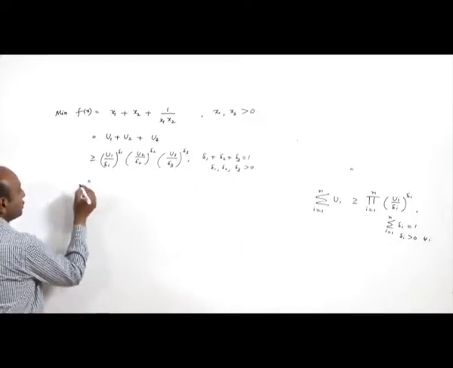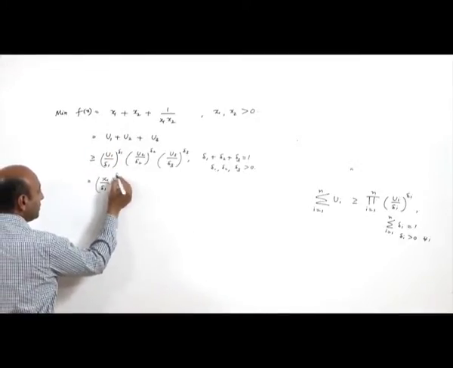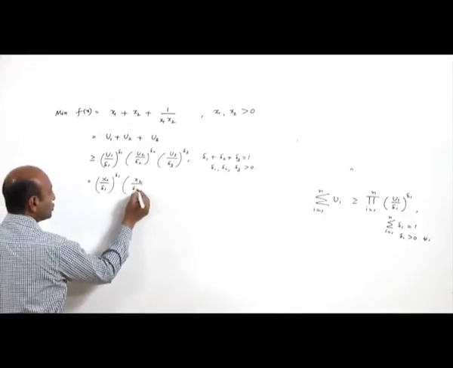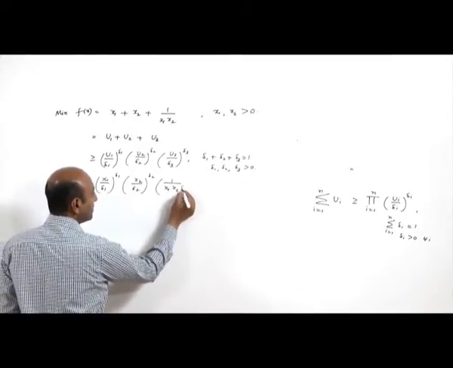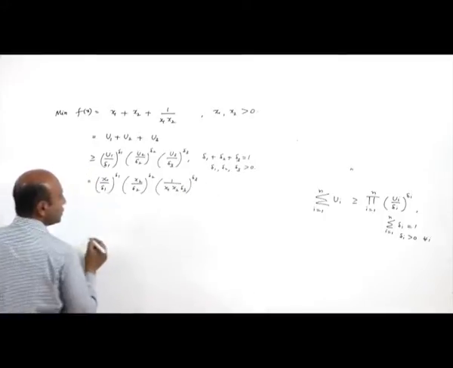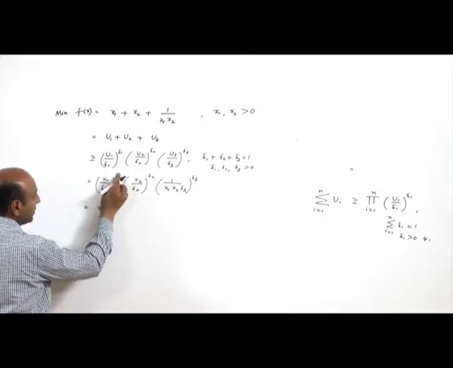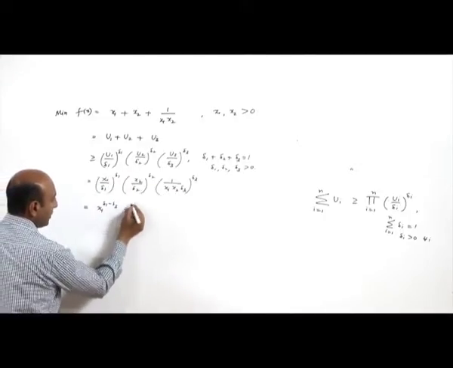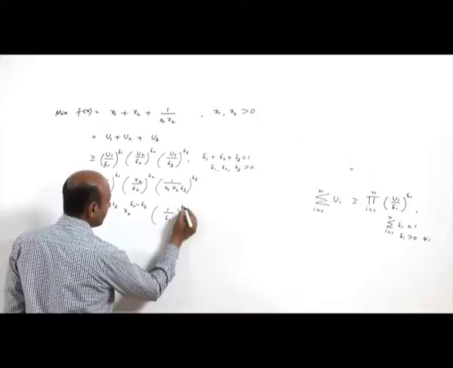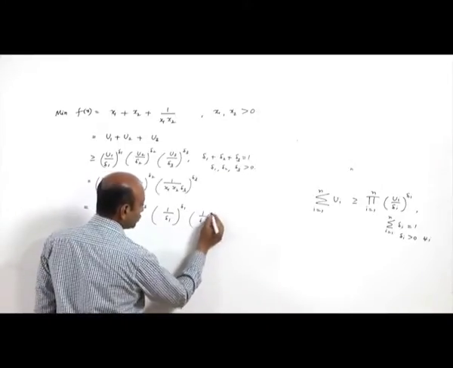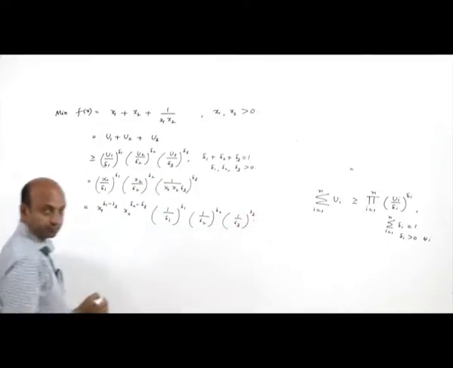Now, what is u1? u1 is nothing but x1. So, (x1 upon delta 1) raised to power delta 1, (x2 upon delta 2) whole raised to power delta 2, and it is (1 upon x1 x2 delta 3) whole raised to power delta 3. So, it is equal to x1 whole raised to power delta 1 minus delta 3, x2 whole raised to power delta 2 minus delta 3, and next remaining terms are (1 upon delta 1) whole raised to power delta 1, (1 upon delta 2) whole raised to power delta 2, (1 upon delta 3) whole raised to power delta 3.